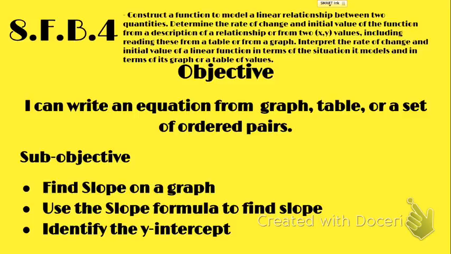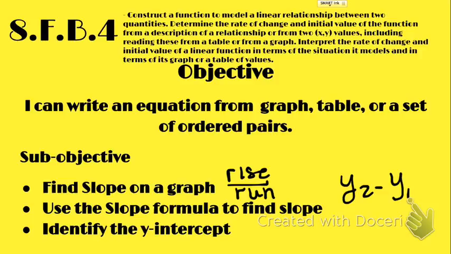Our sub-objective is to find slope on a graph. So obviously we need to be able to find our rise over our run. We need to use the slope formula to find slope, which is y2 minus y1 over x2 minus x1. And we also need to be able to identify the y-intercept. Remember, the y-intercept is where your graph line crosses the y-axis.